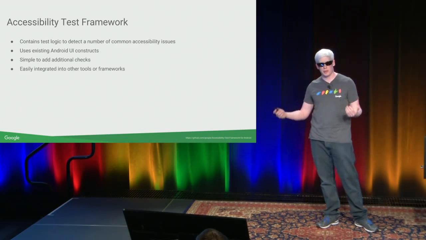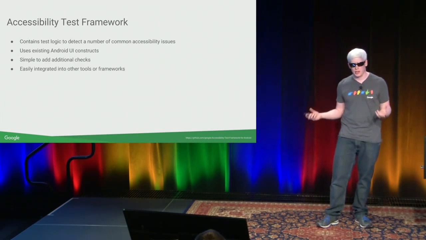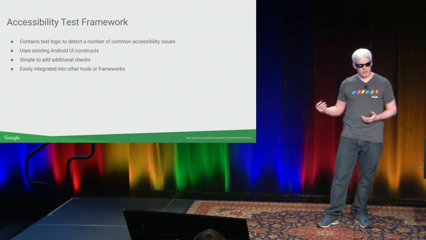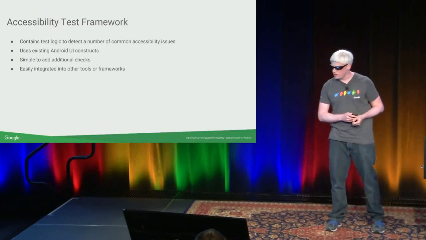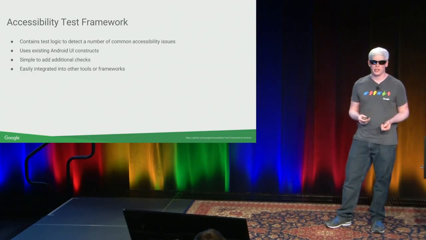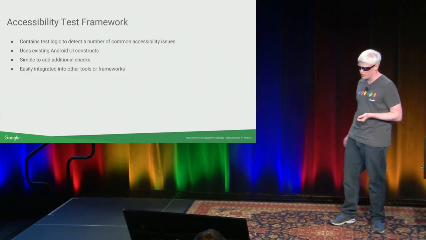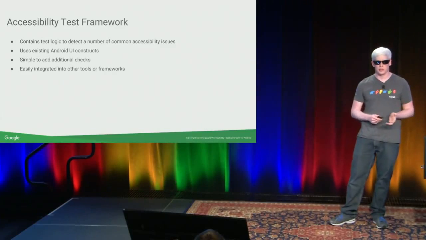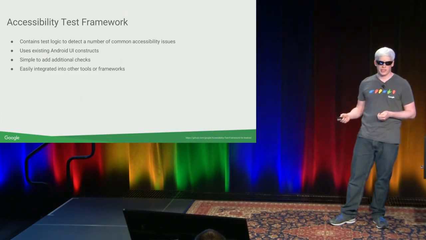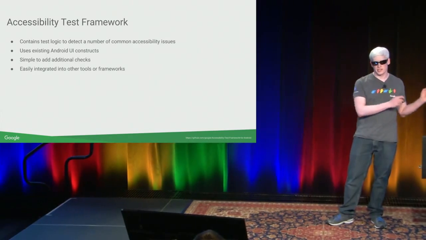We basically have implemented this one core library that contains all of the testing logic. We made it very simple to add additional checks. So if you'd like to contribute or give us ideas on how to expand this library to find more accessibility issues, feel free to contribute a patch or get in touch with us. And we've also made it really easy to integrate this framework into other testing frameworks, which is our current approach. So what we've done is basically taken our accessibility test framework and included it inside Espresso and Robolectric as an optional component. So you can get accessibility test coverage that relies on the coverage of your existing tests.